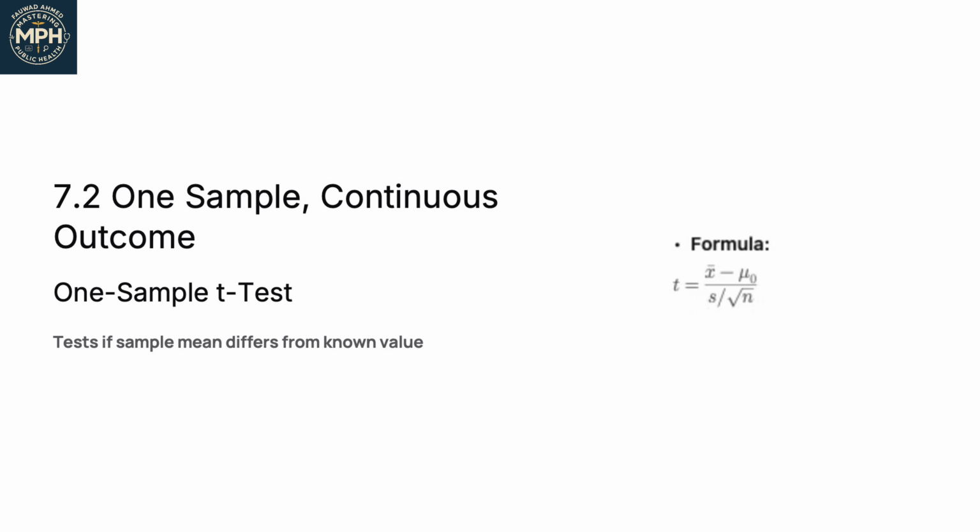Continuous outcome. Suppose we want to know whether the average sodium intake in our sample is different from the recommended value. We use a one-sample t-test. We calculate the test statistic by subtracting the hypothesized mean from the sample mean. Then we divide by the standard error of the mean. Take the sample mean minus the hypothesized value, then divide by the standard error. If the resulting t-value is large in absolute value and the p-value is less than alpha, we reject the null.